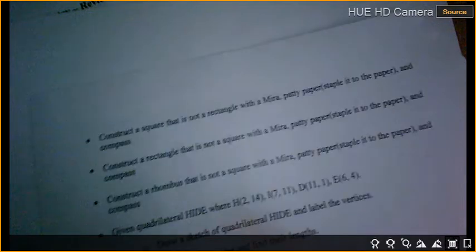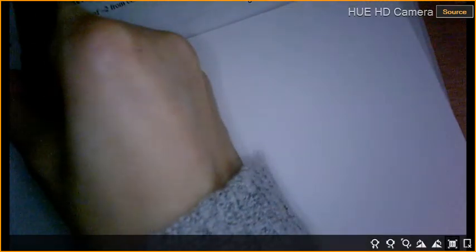Now we are going to construct a square, a rectangle, and a rhombus using our tools. So the first one that I'm going to do is with a compass. And on this paper right here, I am going to make a square with a compass. And then I'm going to make that square with a mirror and with patty paper, and then we'll move on. Okay? I think this is the most important one.